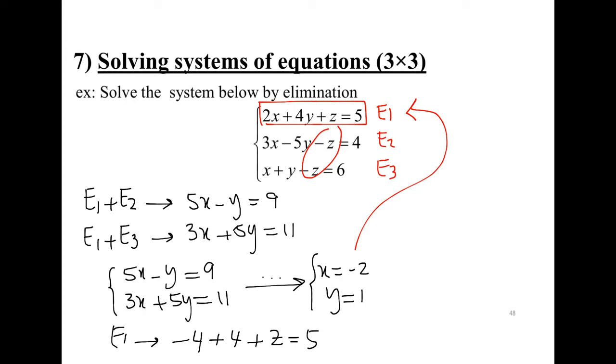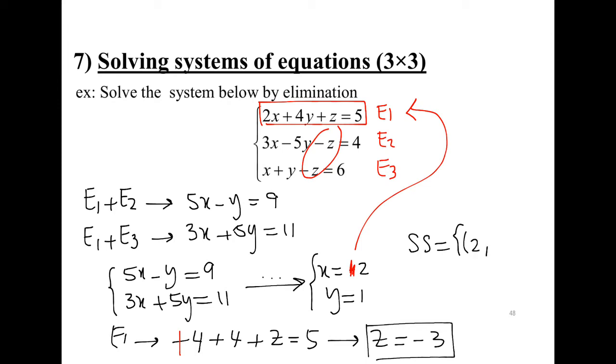I'm sorry, x should be 2. So x should be 2, not a negative 2, when you solve the 2 by 2 system. So therefore, this is a plus 4. Then z would in fact end up being 5 minus 4, which is negative 3. Now the solution matches the solution of the previous example. So again, the solution set of the system is the triplet 2, 1, negative 3.